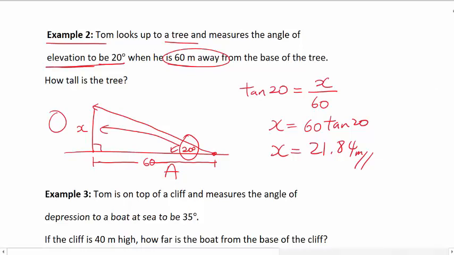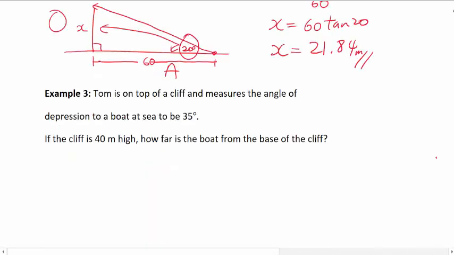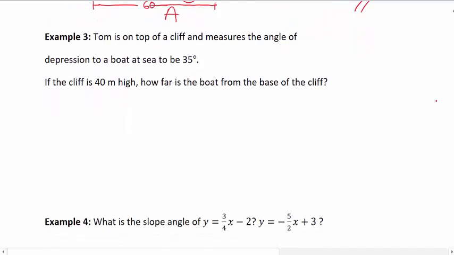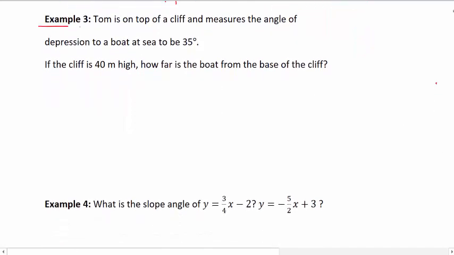Alright, so let's try example number 3 here. Why don't you pause it and then write it down and then try it yourself and see if you could actually get the right answer. Alright, so now Tom is on top of a cliff. And he measures the angle of depression this time to be 35 degrees to the boat. And the cliff is 40 meters high. Alright, so again, pause it, try it yourself.